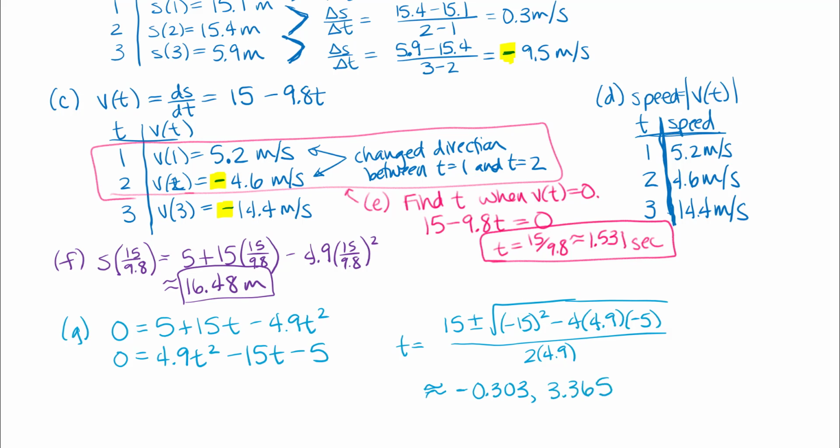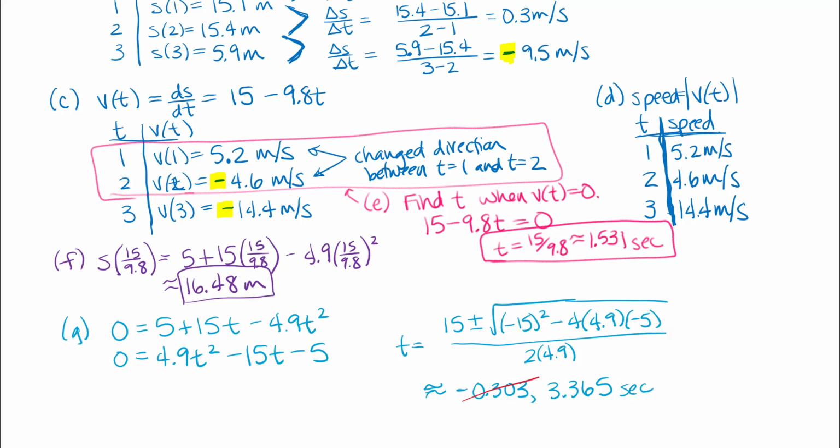For my t values, one of those doesn't really make sense in the context of the problem. A negative time would be before the object is even shot, so that wouldn't make sense here. So t is approximately 3.365 seconds when the object hits the ground.